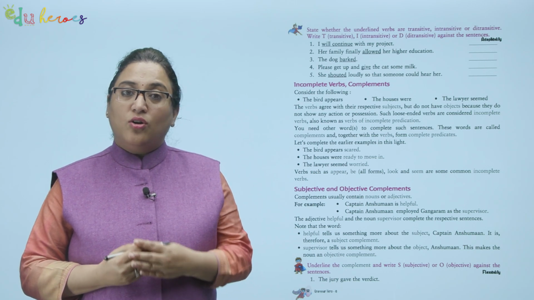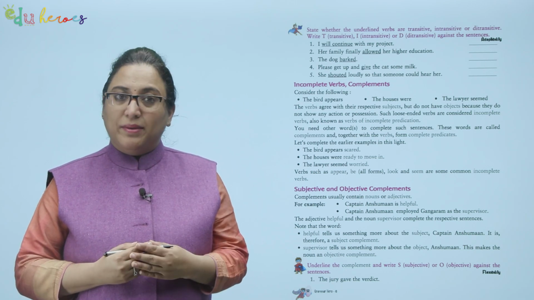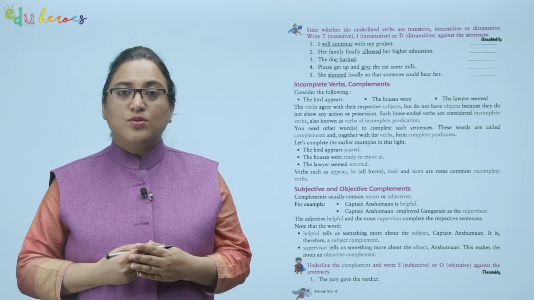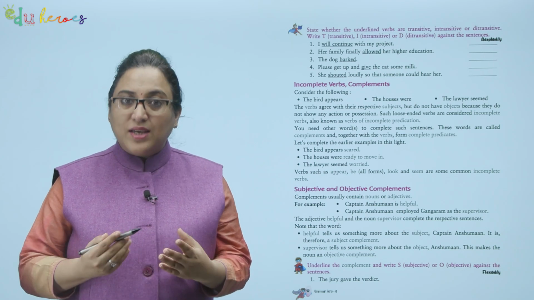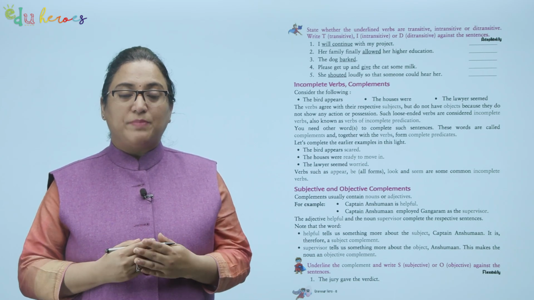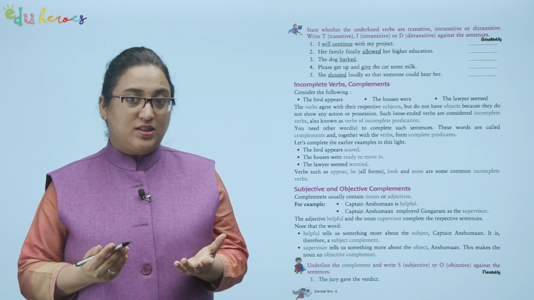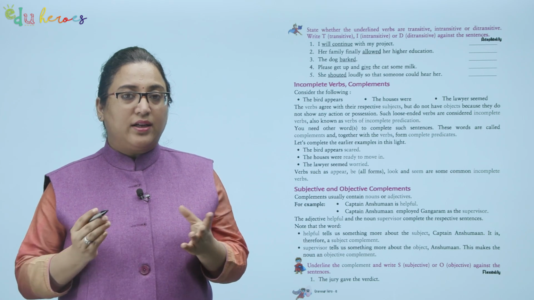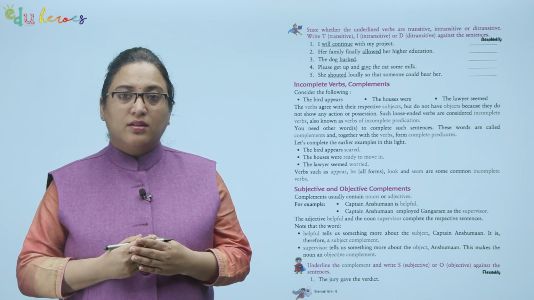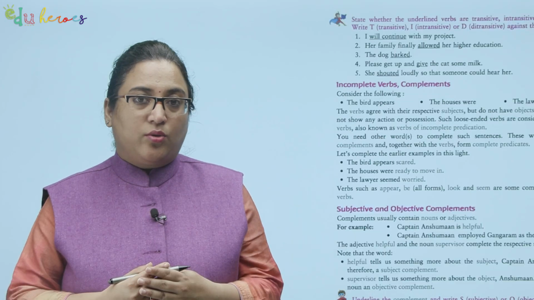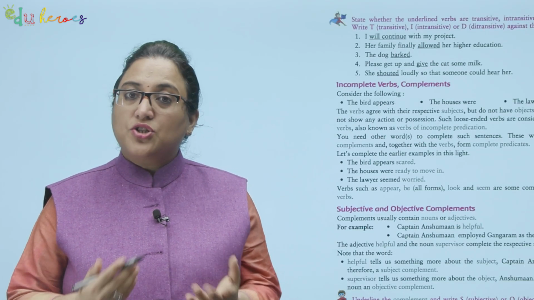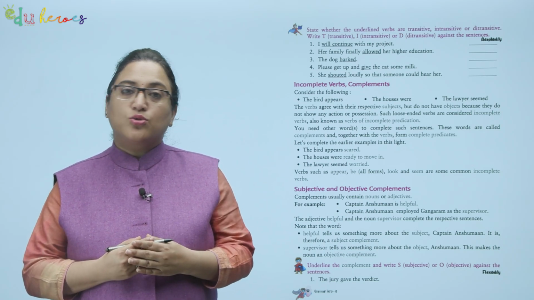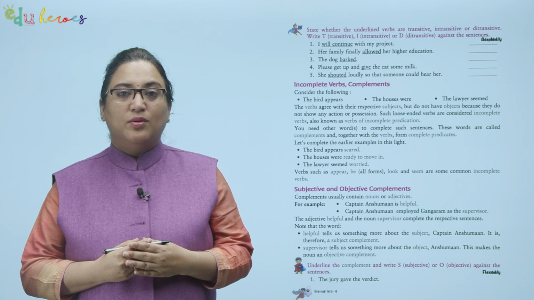Now we have something called incomplete verbs and complements. Let's consider the following. The bird appears, the houses were, and the lawyer seemed. The verbs agree with their respective subjects but do not have objects because they do not show any action or possession. This means ये ग्रामेटिकली करेक्ट है, लेकिन यहाँ पर कोई भी ऑब्जेक्ट नहीं है क्योंकि कोई एक्शन है ही नहीं दिखाने के लिए या कोई पोजेशन भी नहीं है. Such loose ended verbs are considered incomplete verbs, also known as verbs of incomplete predication.